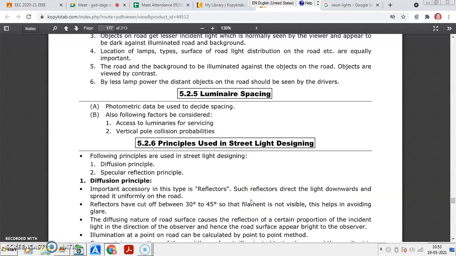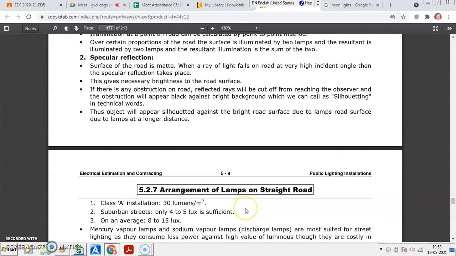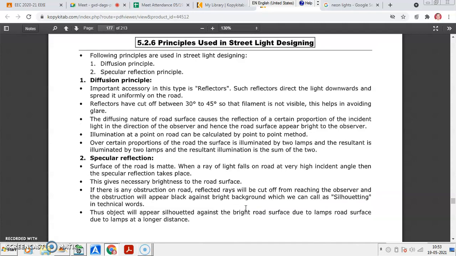Then there are some principles used in street light design: the diffusion principle and the specular reflection principle. So the diffusion principle is a particular type of reflector, that is diffusion type of lighting. The reflectors are used such that they direct light downwards and spread it uniformly on the road. That is the diffusion principle. Reflectors have a cut off between 30 degrees to 45 degrees so that the flame will not be visible. This helps in avoiding the glare.